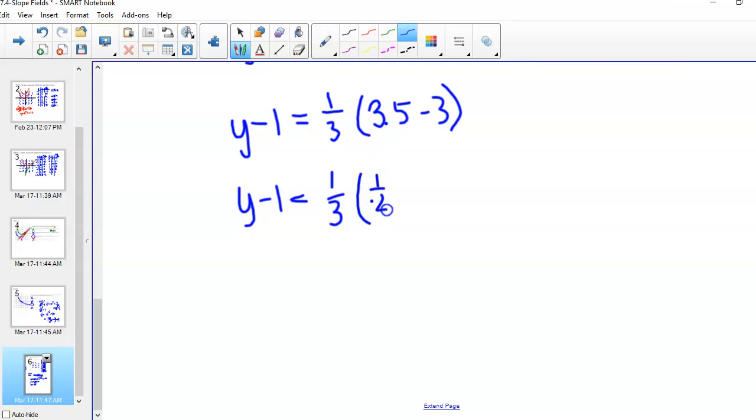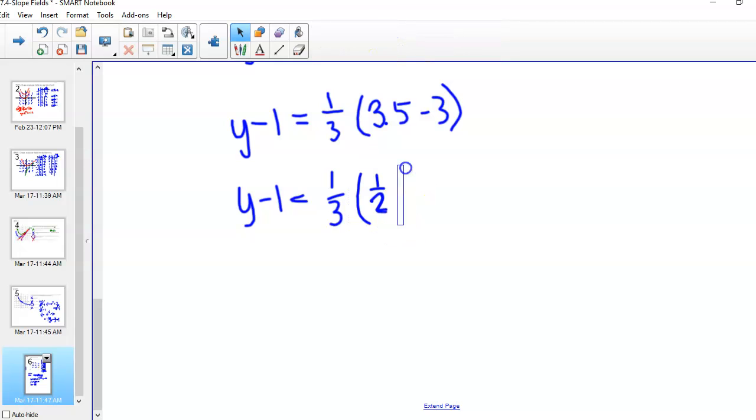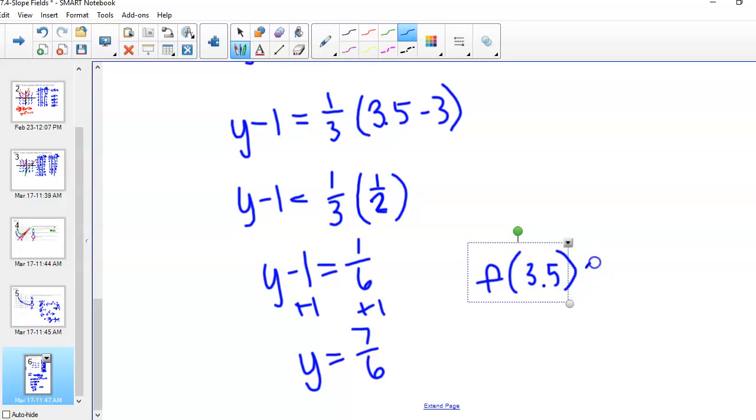I'm going to switch to fractions here just because I think it'll be a little bit easier. And this would not be calculator active. And so we end up with y minus 1 is 1/6. We're going to add the 1 to the other side. So y is going to equal 7/6. So we would say that f of 3.5 is approximately 7/6, and that would be our approximation here.